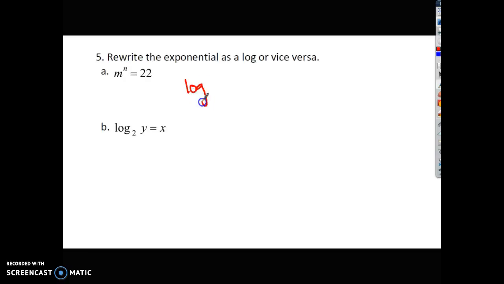So this is log. After log, right here's the base. The base here is m. After the base goes here, what comes next? The result. The result here is 22. And at the end, this is equal to whatever the exponent is. Whatever in the exponent slot goes right here. So this and this are equivalent to each other. They're the same thing. They contain the same information, but one is in exponential form. This one is in logarithmic form.